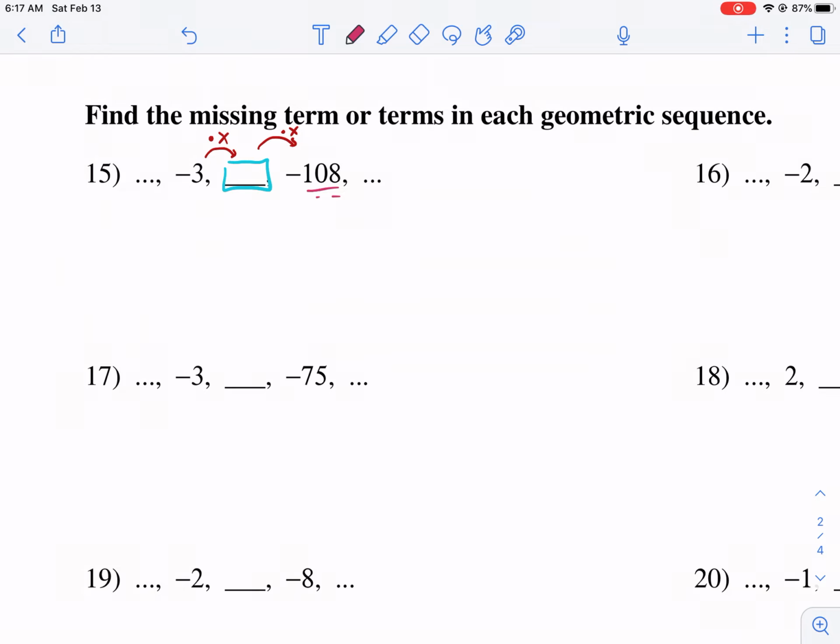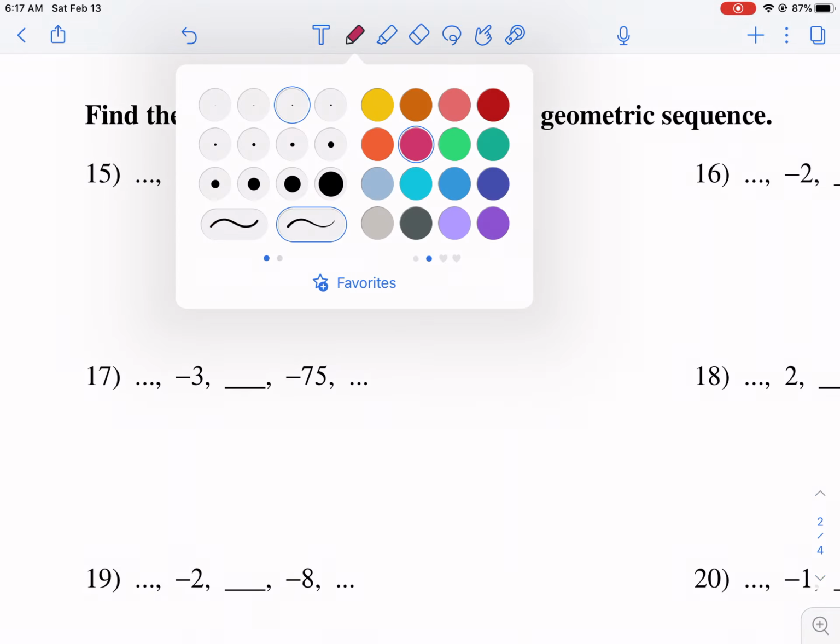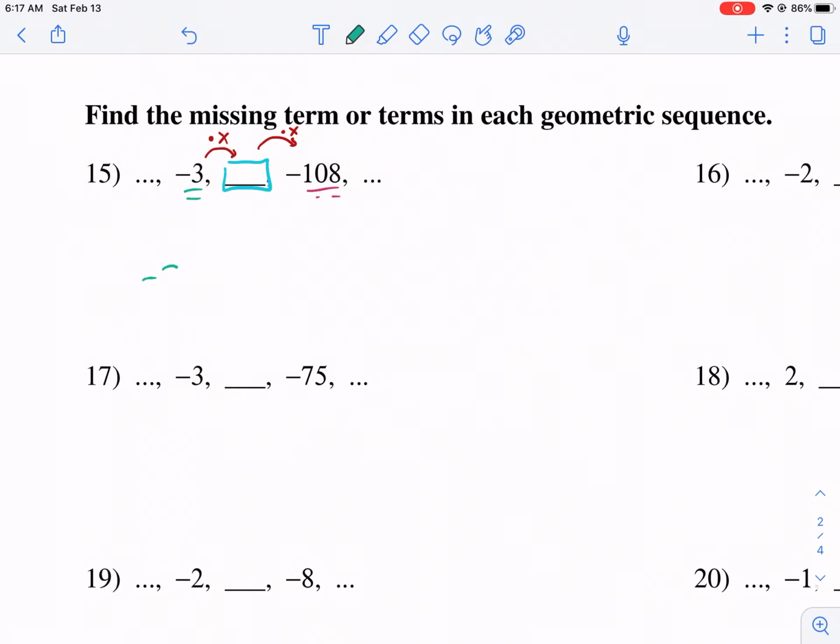So how do we set this up in terms of an expression or an equation? Well, we know that we're starting with negative 3, and we're going to be multiplying by x, and then multiplying by x again to get negative 108. I can't just do negative 3 times x equals my unknown value, let's call it n, because I have two unknown values there, and I can't get anywhere. So I have to use my known values, which in this case is negative 108, as part of my process.